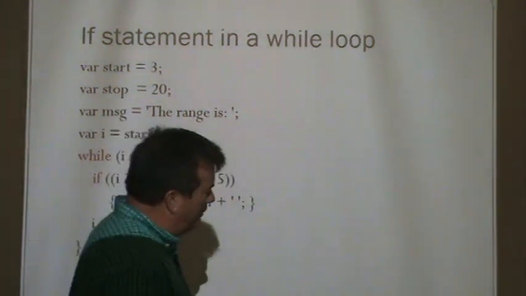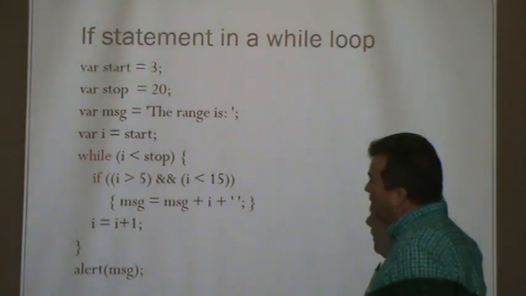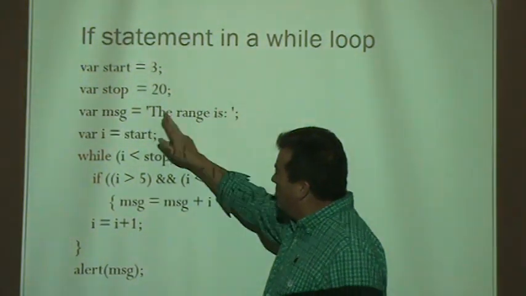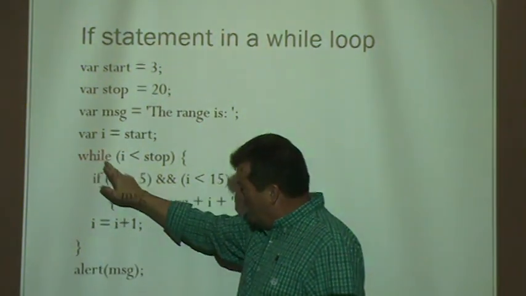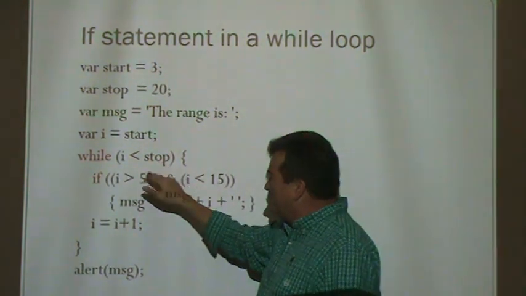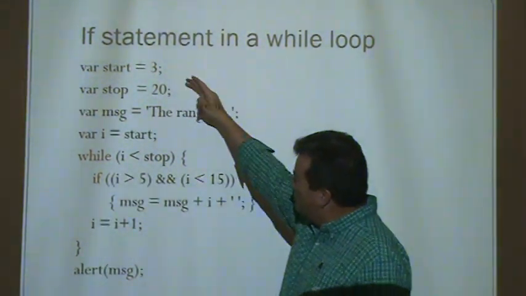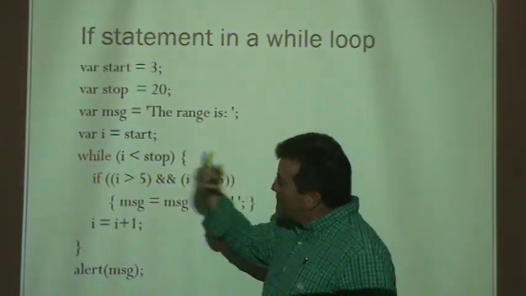Okay. So here's an example of an if statement mixed in with a while loop. We have the range going, let's say, from 3 to 20. We say the start is equal to i, and I'm saying while i is less than stop, so it's no longer less than or equal to. So this will now range between 3 and 19. And then I threw in an additional if statement.